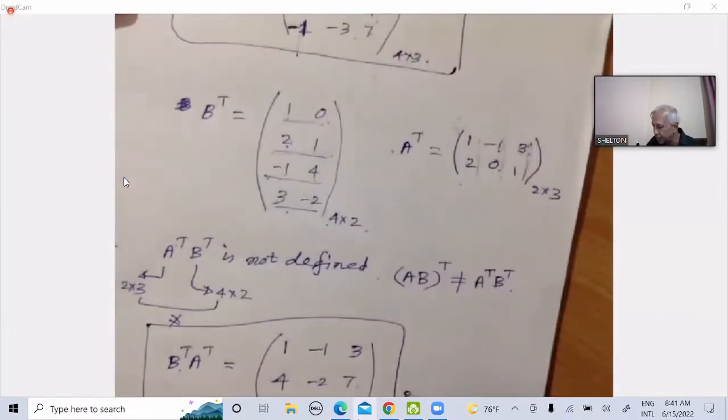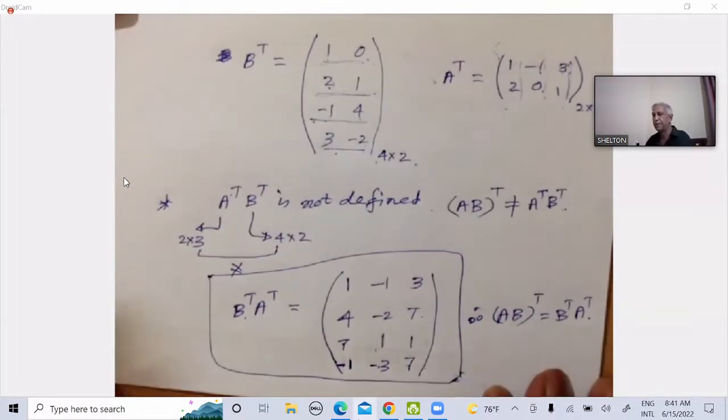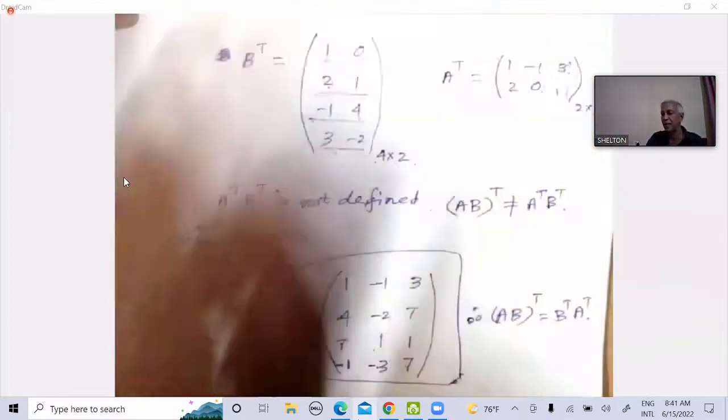So what is the conclusion? Therefore, AB transpose is equal to B transpose A transpose. It's not A transpose, B transpose. Order should be reversed. So those are the properties of the transpose. And actually, we have done enough to prove them also, except for the last one.